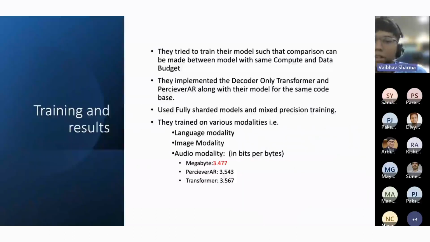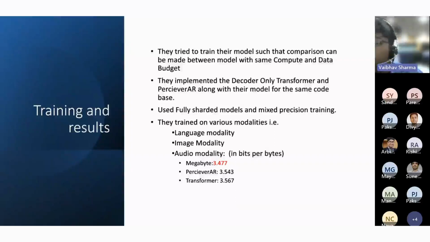And now, when they talk about training, as I said earlier, they try to focus on making the compute and the data budget the same as compared to the other models, and they try to showcase that they can incorporate a much larger number of parameters for the same compute. So they try to compare all these models in such a way that these conditions are satisfied.